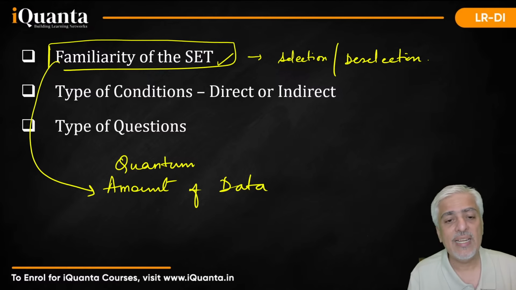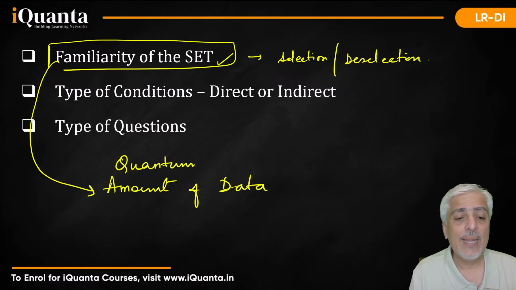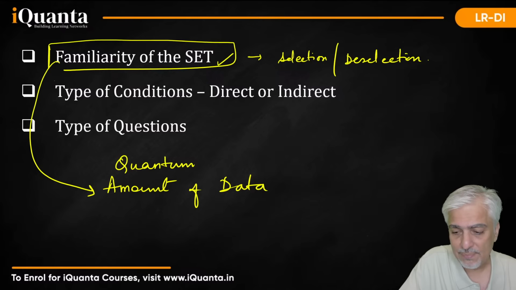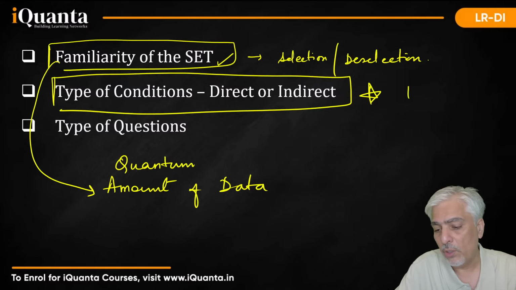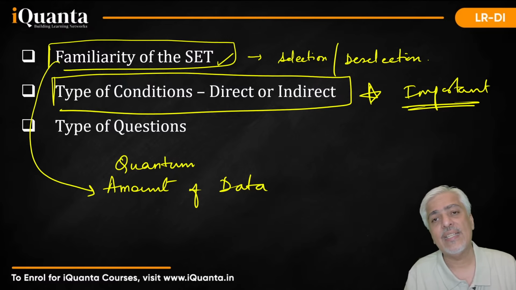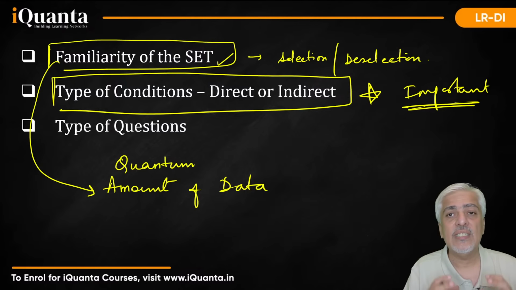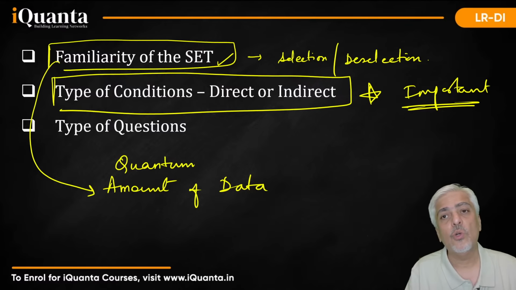So the first familiarity should help you in selection and deselection also. Types of condition. This is the make and break part of the set. This is the most important thing. Types of condition: are they direct or indirect? What are they telling you in that? If it's a direct condition, how do I use it? If it's an indirect condition, how do I use it? These are going to be the most important things. Always remember, conditions will make or break the set.